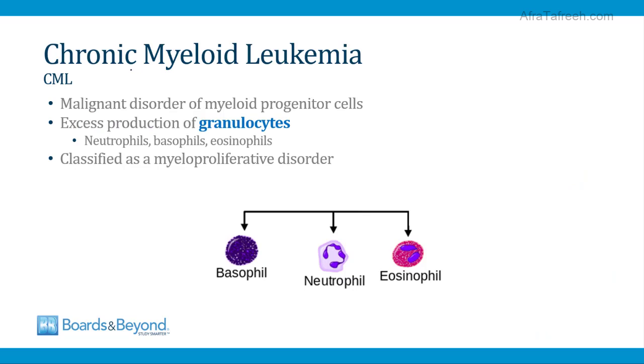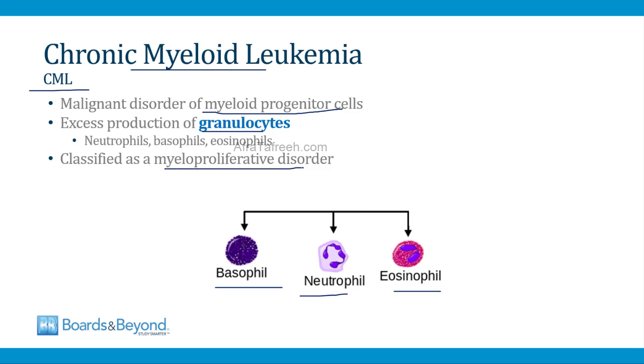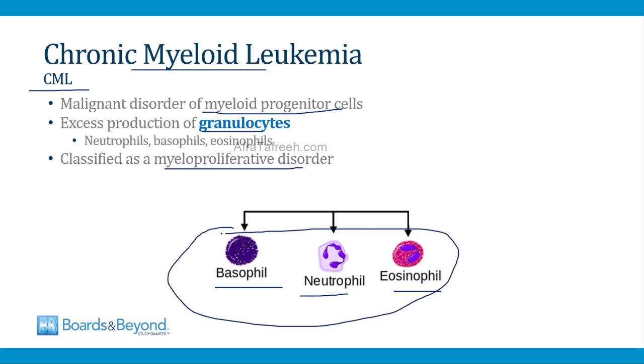We'll start by talking about chronic myeloid leukemia, or CML, which is a malignant disorder of myeloid progenitor cells. And in CML, there's excess production from the bone marrow of granulocytes. Granulocytes are white blood cells that have granules in their cytoplasm. This includes basophils, neutrophils, and eosinophils. Although CML is called a leukemia, it's also classified as a myeloproliferative disorder, which are disorders where the bone marrow overproduces one or more cell types. In this case, there's overproduction of granulocytes. In other myeloproliferative disorders that I discuss in other videos, there's overproduction of red cells or platelets.